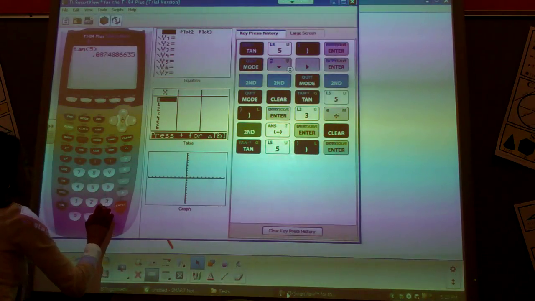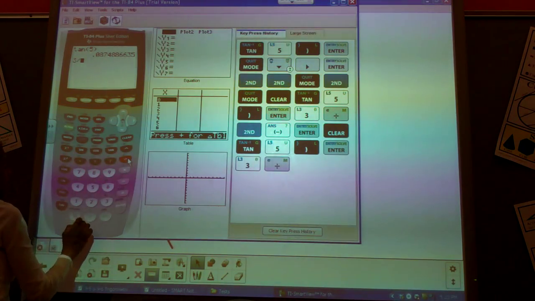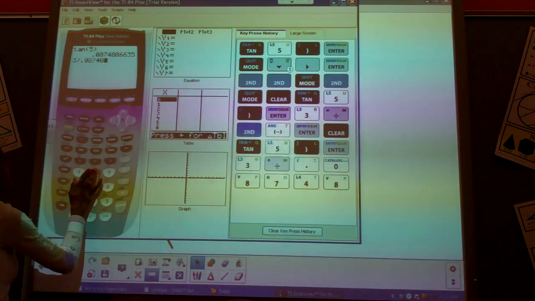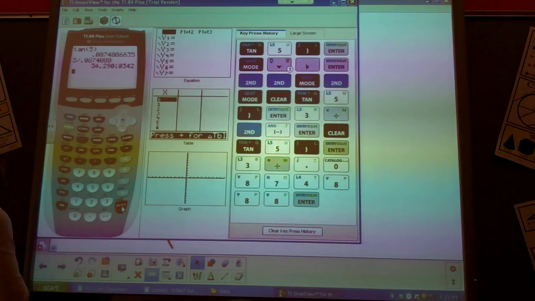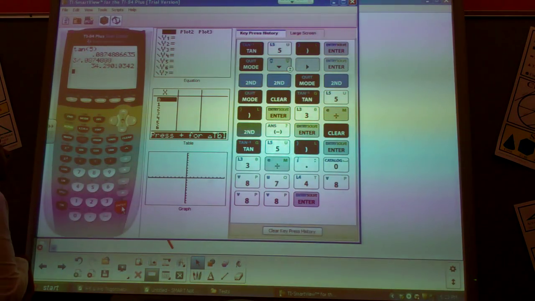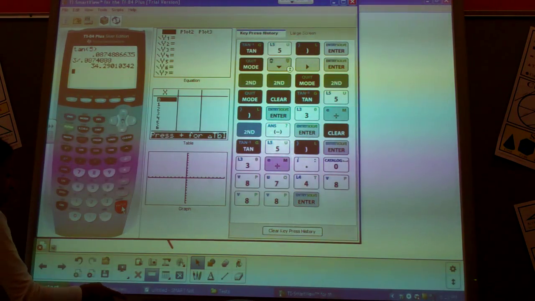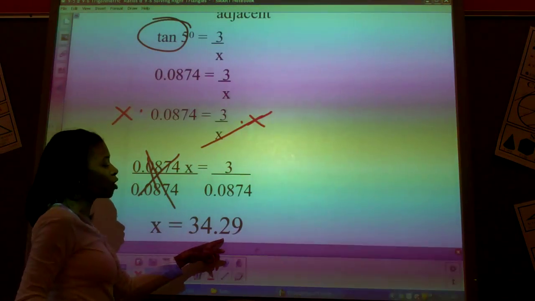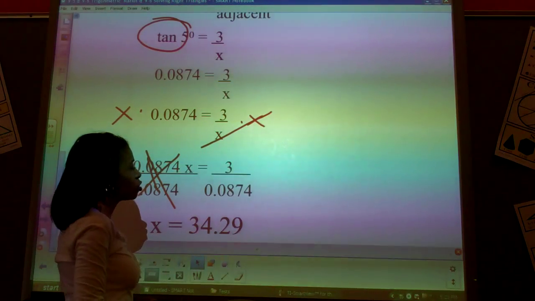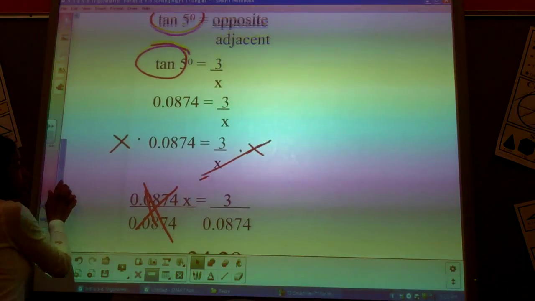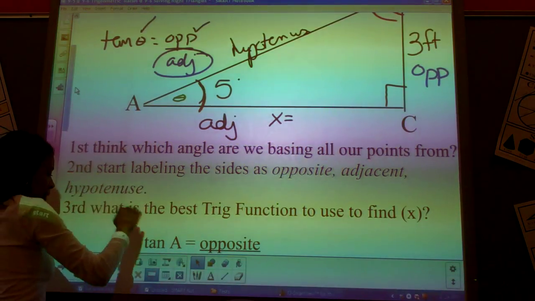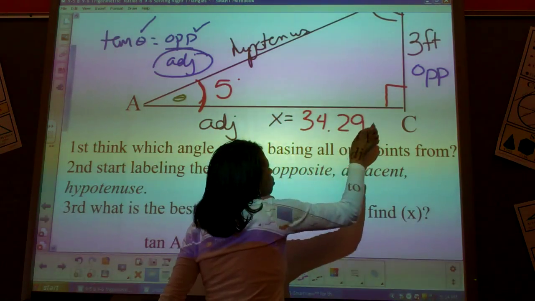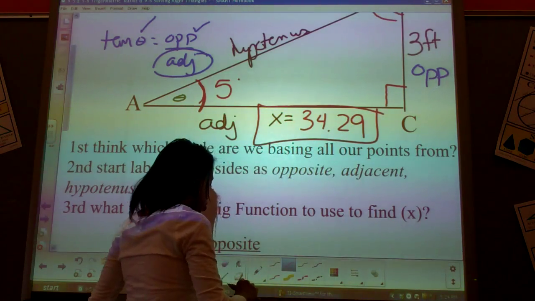We just take that in our calculator. 3 divided by 0.0874, that whole number up there. And what do we get? 34.29, or 34 and 29 hundredths if we're rounding. And x equals 34 and 29 hundredths. So I come and plug this back in. X is equal to 34 and 29 hundredths. We're going to try another one of these.